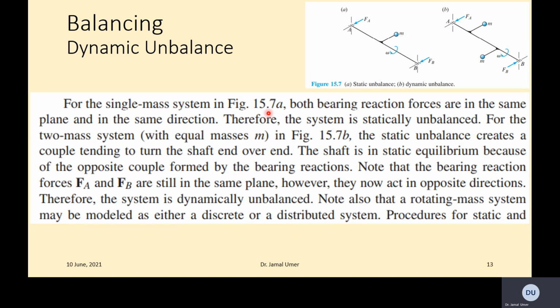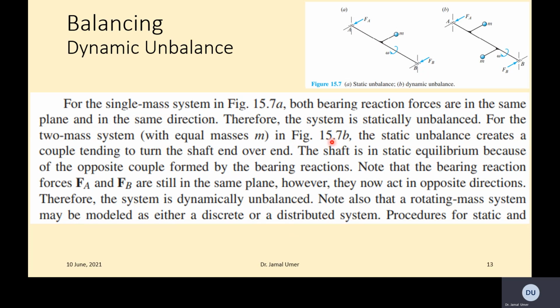So for a single mass system, figure 15.7a, both bearing reaction forces are in the same plane and in the same direction. For example, for this one mass, Fa will be in this direction, and Fb in this direction. This is exactly the example we have given for the disc on a shaft. Therefore, the system is statically unbalanced. Because this mass is just on one side, of course this is a static unbalanced situation, right?